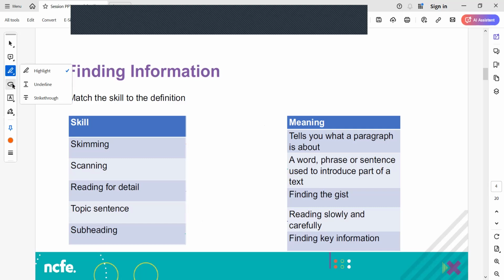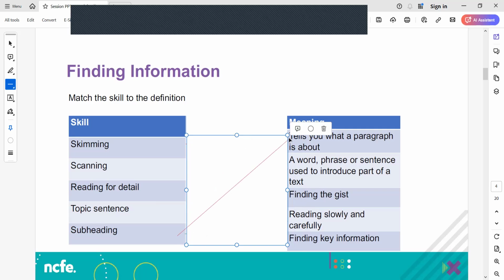Good. Okay, a word, phrase, or sentence used to introduce part of a text. Subheading. Yeah, actually, you were right the first time. Let me undo that. So this one should have been subheading. Goodness me, it's not working today. Right. So that is the subheading.